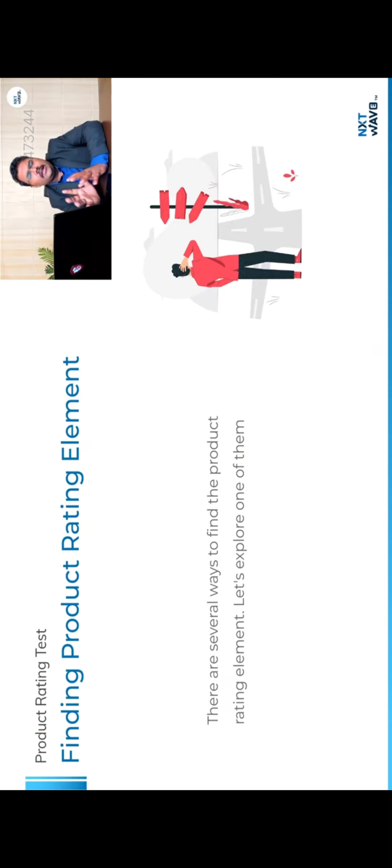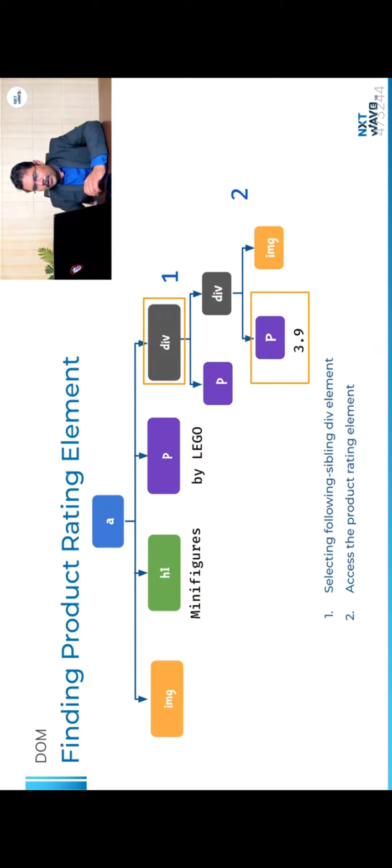If the rating element is a direct child of the parent element, then the first option would obviously be the best choice. However, if the rating element is a descendant of the parent element, then the second option is the best choice. Let's try to understand this in a better way. In our case, we can directly select the following sibling div element and then access the product rating element. So we'll have to go 2 levels down over here.